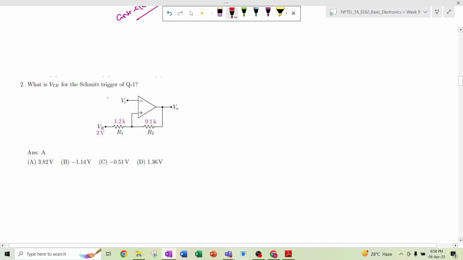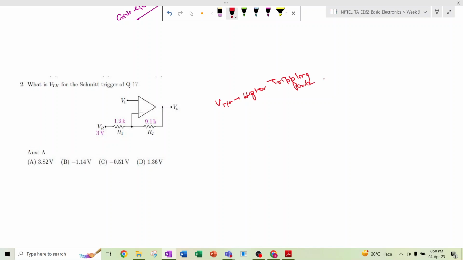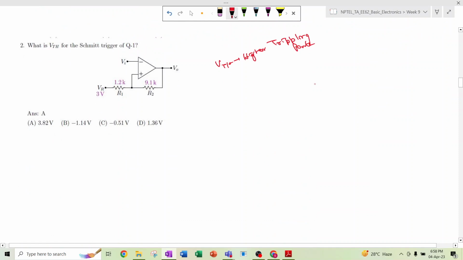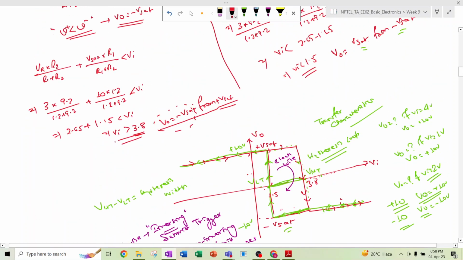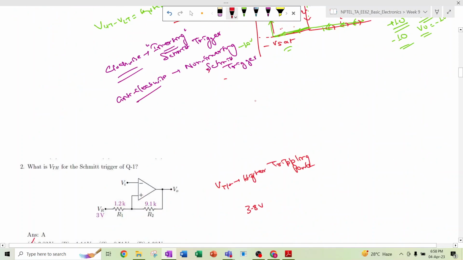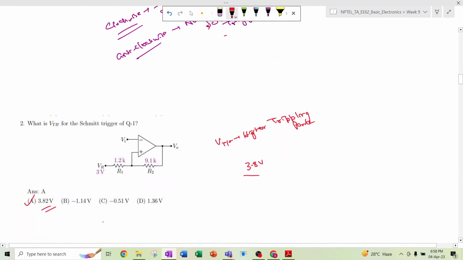So what is the VTH of the Schmitt trigger? As I have already discussed, this VTH is the higher tripping point. So from the diagram we can see this 3.8 is the higher tripping point, 3.8 volt, which is close to option A, right? 3.82 volt. During approximation of this decimal number, our answer comes as 3.8, so it is close to 3.82.